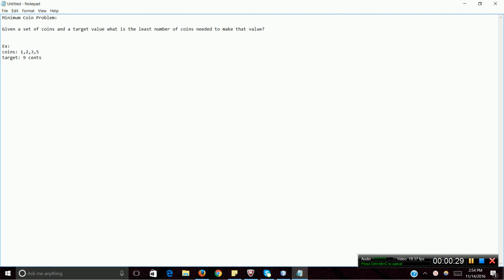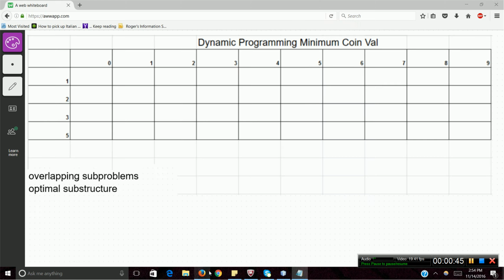So given a target value and a big pile of coins, how can you get that target value using the least amount of coins? For today's example, we're going to be using coins with the values 1, 2, 3, and 5 cents. And we're going to be trying to get our target value of 9 cents.